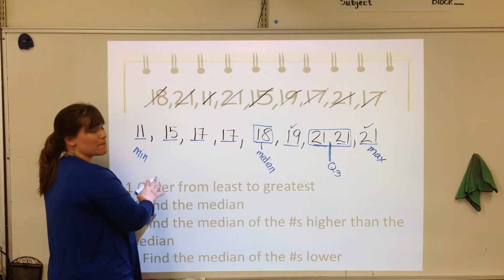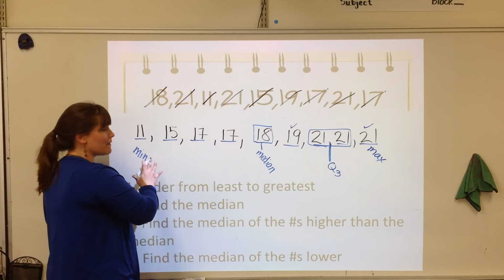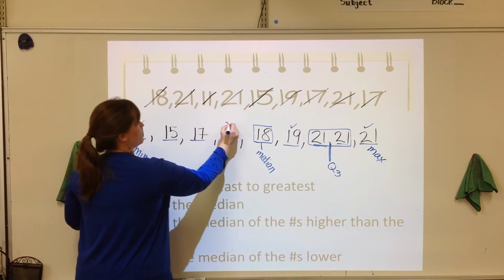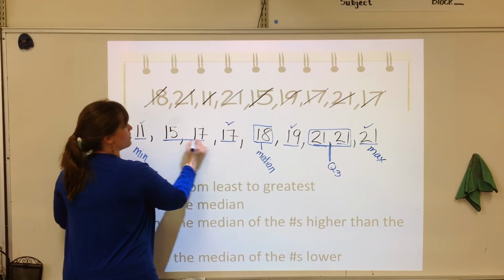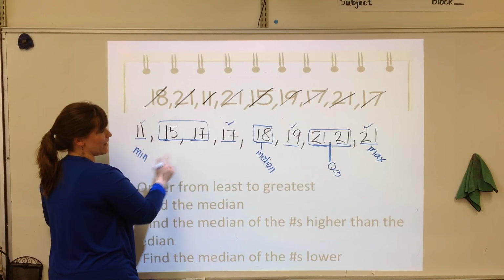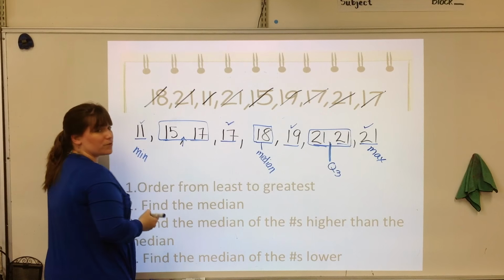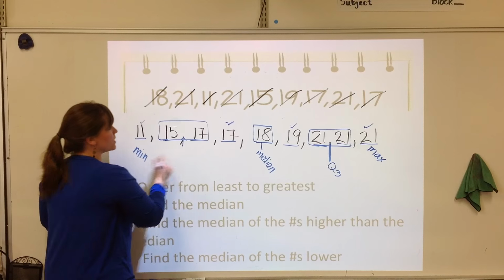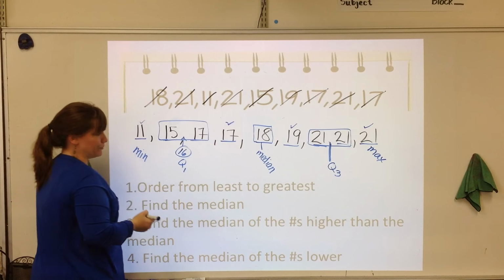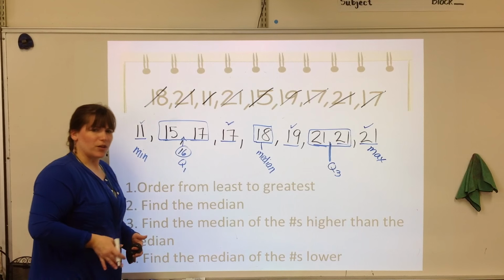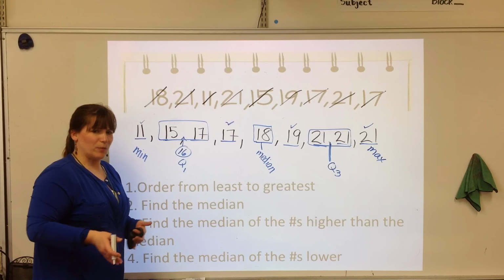I'm going to do the same thing on the bottom half. So I have 2 equal groups. So these 2 are the middle numbers of the second half, and right directly in the middle of 15 and 17 is 16, and that we're going to call Q1. So I know you don't know what Q1 and Q3 are. Let me explain that a little bit.